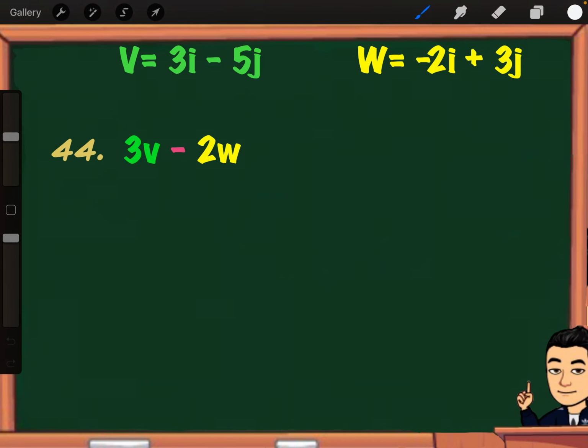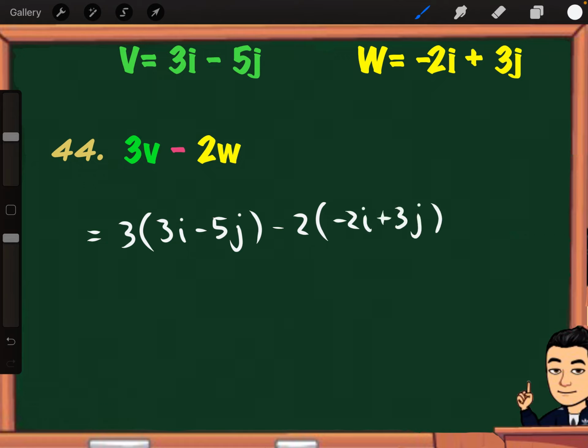So you're going to have to find the sum of these two vectors, or the difference in this case. So make sure you have the coefficients ready. So 3 multiplied by 3i minus 5j. Okay, we're going to be subtracting. The coefficient is 2 times negative 2i plus 3j. Okay, so now let's distribute the coefficients.